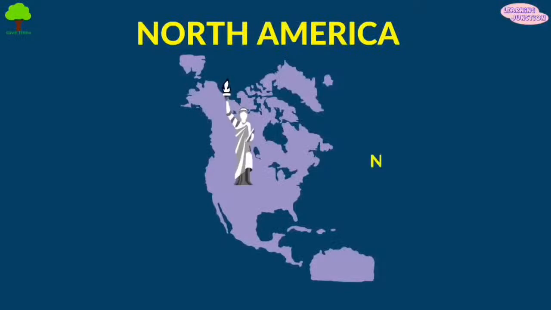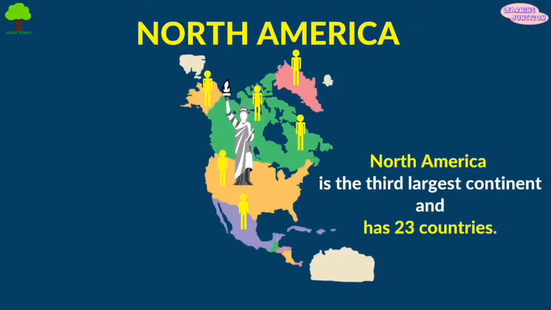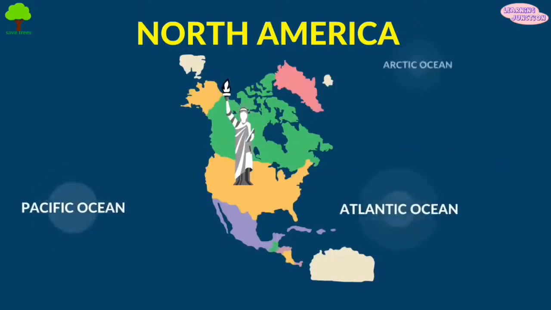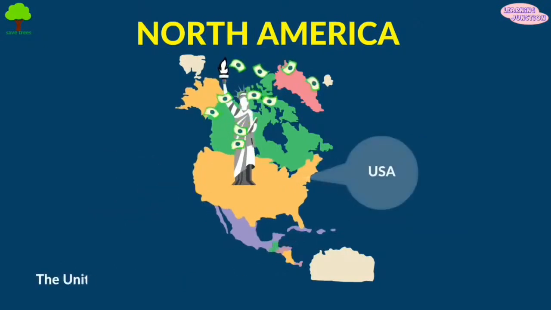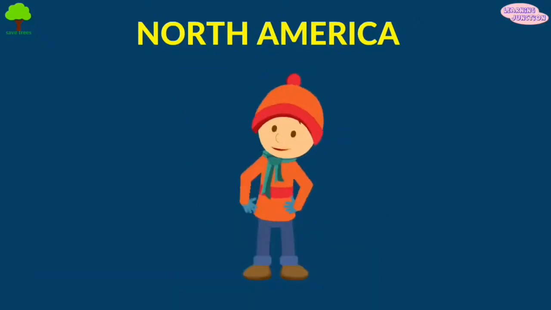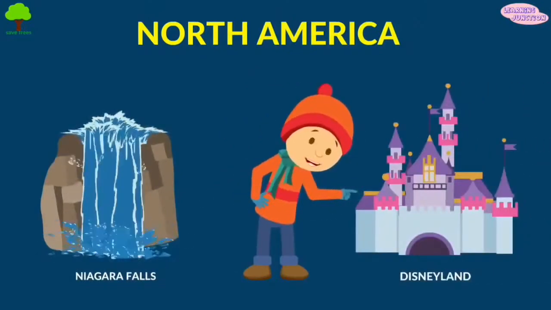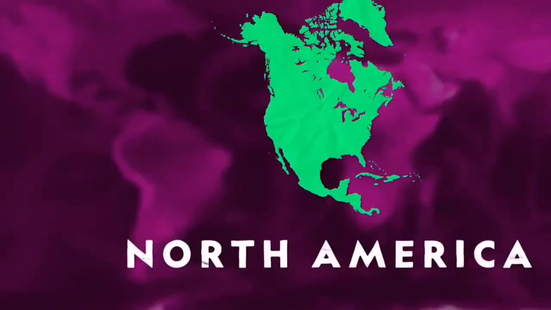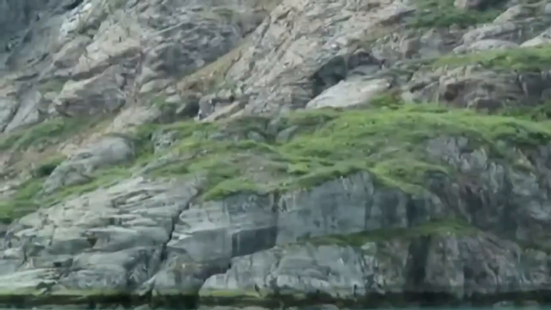Okay, let's move to North America, which is the third largest continent and has 23 countries. It is surrounded by Pacific Ocean, Atlantic Ocean and Arctic Ocean. Mexico has the largest population and the USA is the richest country over here. Let us see some of the attractions. The Niagara Falls and the Disneyland are famous attractions. Okay, so now let's move to North America. Tighten up your seatbelts. So North America is really famous from islands to streets.